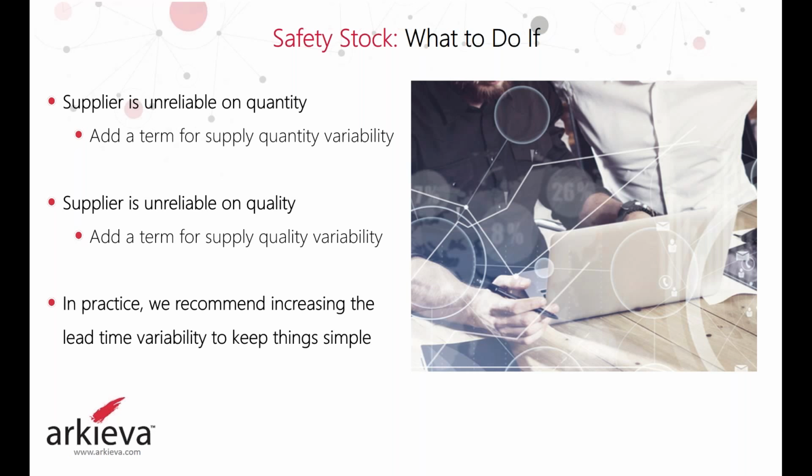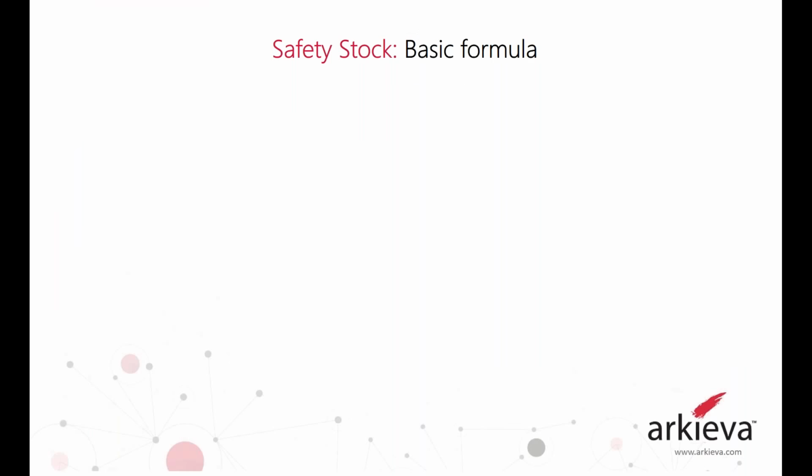However, what we have found is that in practice, companies simply do not know how to measure the variability on the quantity and the quality. They do not have the right data. And so what they typically do is just increase the lead time, the average lead time, or the variability of the lead time to keep things simple. But you can certainly add more terms to your formula.